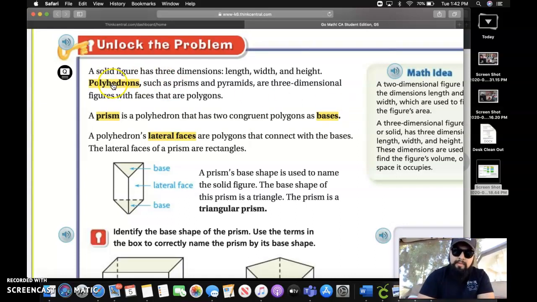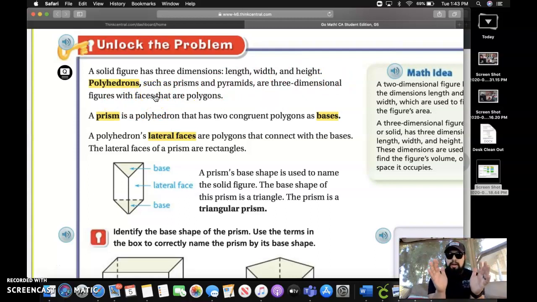Polyhedrons, that's one of the big things for this lesson. Polyhedrons, such as prisms and pyramids, are three-dimensional figures with faces that are polygons. Okay, little small paragraph, but there's a lot in that, a lot to understand and take in. So not just any three-dimensional figures we're talking about for this lesson. We are talking about more specifically polyhedrons. Okay, prisms and pyramids. They're three-dimensional with faces, and the faces are the side stuff.